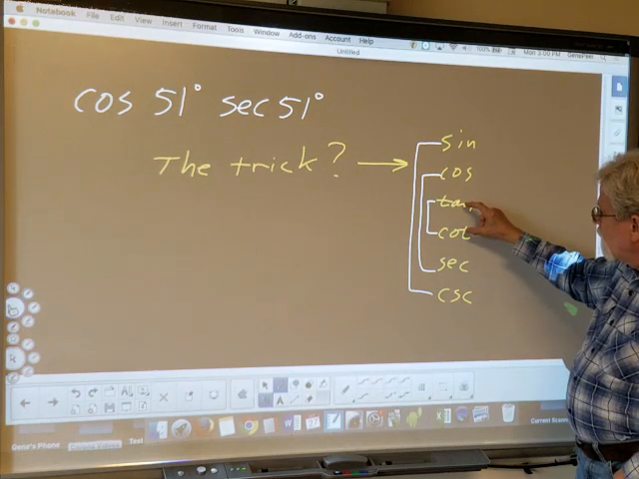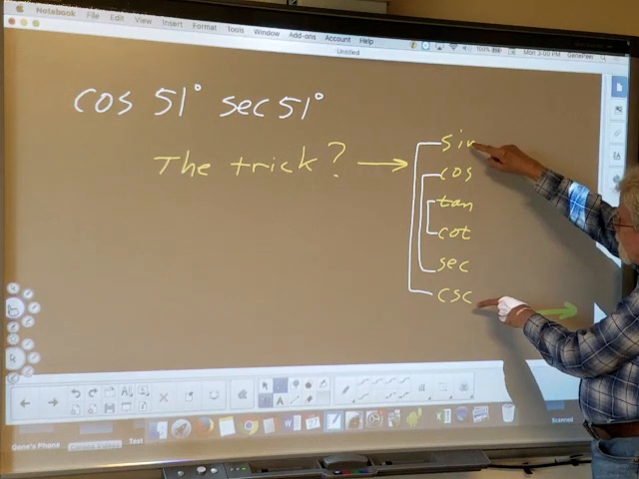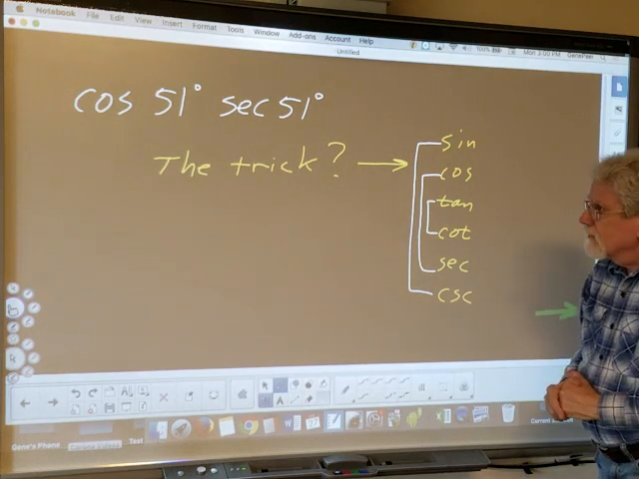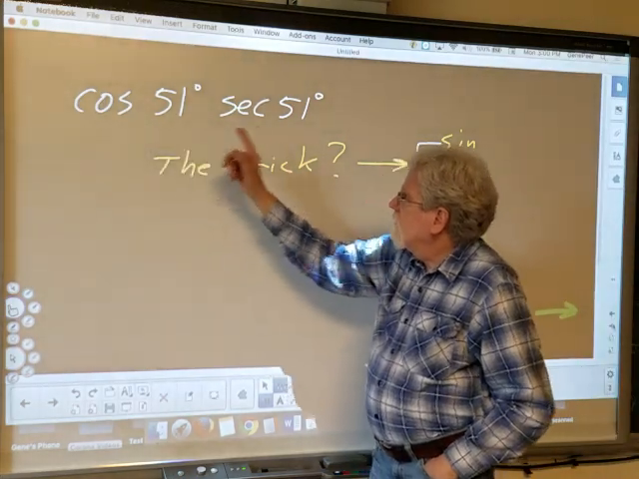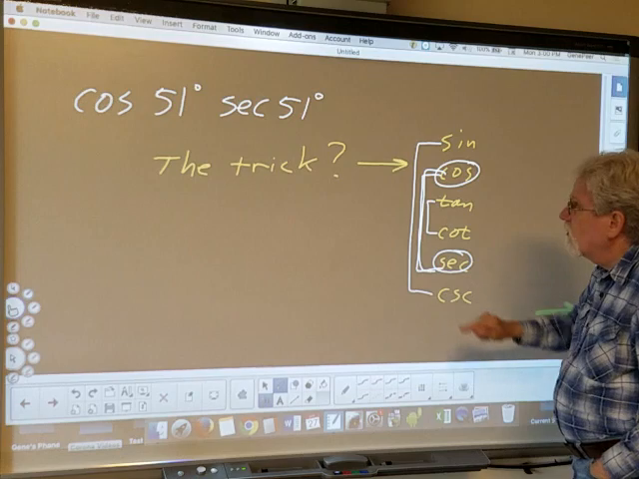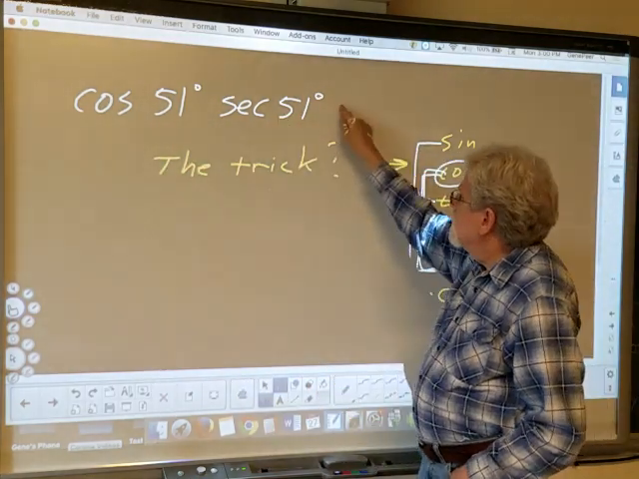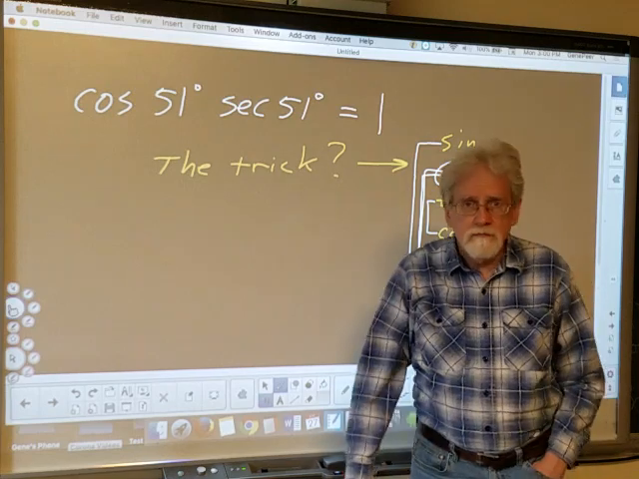These two in the middle are reciprocals. These two are reciprocals. These two are reciprocals. Very simple. So cosine and secant are indeed reciprocals. What happens when you multiply two reciprocals? You get 1. Done.